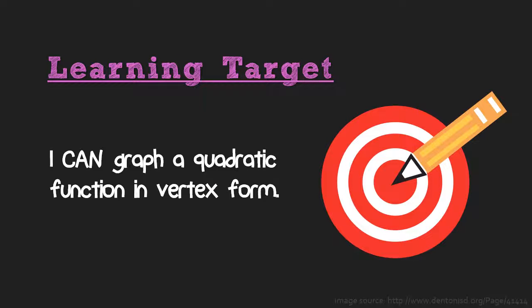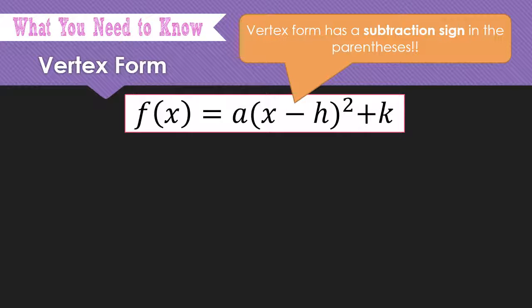Our learning target is I can graph a quadratic function in vertex form. So what do you need to know? Vertex form looks like f of x equals a times the quantity of x minus h all squared plus k. H comma k is the vertex.